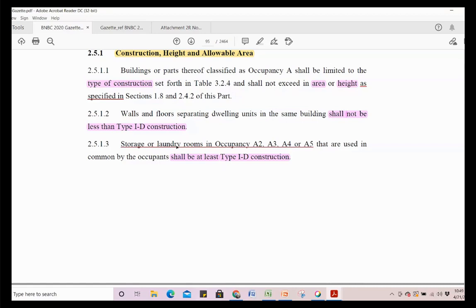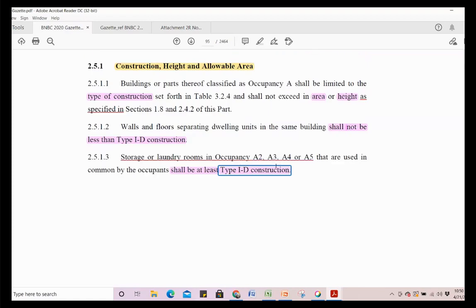Storage or laundry rooms in occupancy A2, A3, A4, and A5 that are used in common by other occupants shall be at least of type 1D construction. So if there is any common storage area for the apartment, hotel, or other occupancies, or a laundry room that is used by occupants in common, that will be of type 1D construction. So these are construction guidelines, and the area and height guidelines will be specified by these two sections.